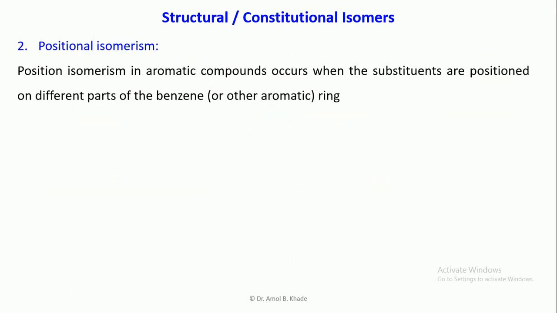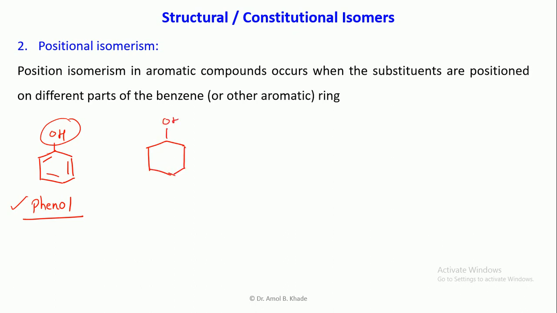Now this positional isomerism is also possible in aromatic compounds. Position isomerism in aromatic compounds occurs when the substituents are positioned on different parts of the benzene or other aromatic rings. So we will try to understand by taking an example. This is a benzene ring and there is a hydroxy group. What is the name of this compound? This is the structure of phenol. Now in this case you cannot have a positional isomer for phenol. It will not give a positional isomer.